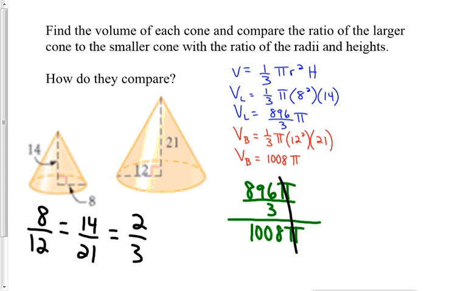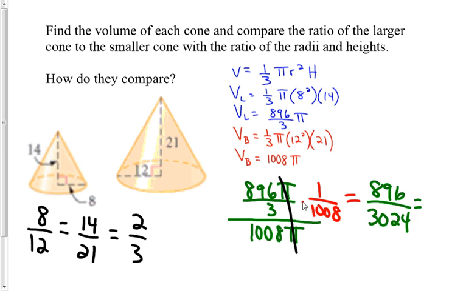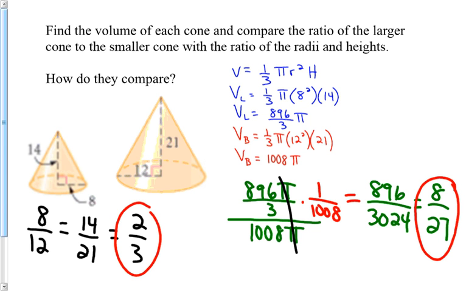So to simplify this, if we're dividing by 1008, that's the same as multiplying 896 times 1 over 1008, which would result in 896 over 3024. Simplifies to 8 over 27. So now we need to compare 2/3 and 8 over 27.